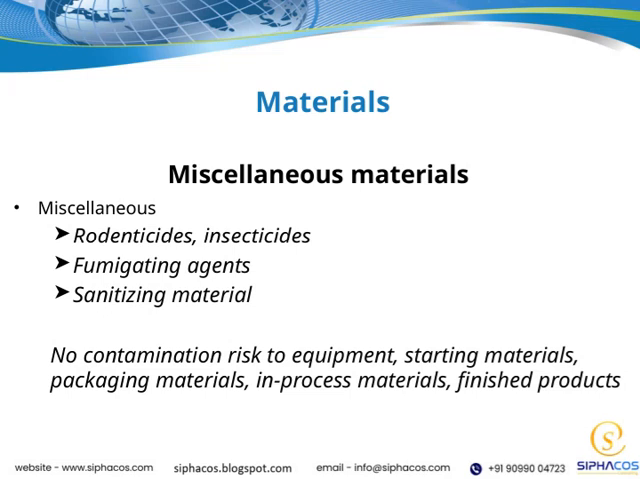Now, let's take a look at miscellaneous materials. These include items like rodenticides and insecticides, which are often used in facility maintenance and pest control. We also have fumigating agents, which are essential for sanitation in certain situations, and sanitizing materials that help ensure a hygienic environment. The key point here is that, despite their presence, these miscellaneous materials pose no contamination risk to our equipment, starting materials, packaging, in-process items, or finished products.